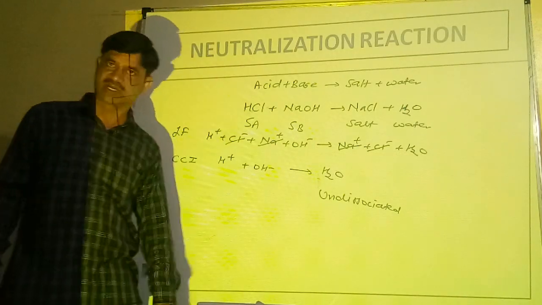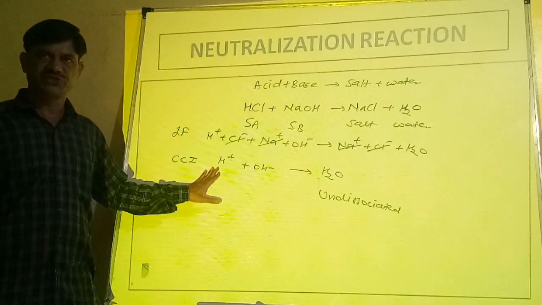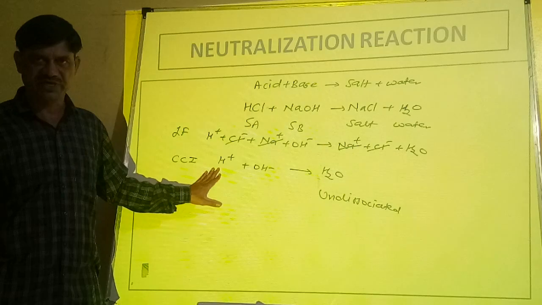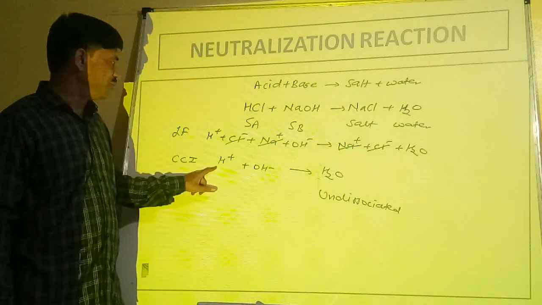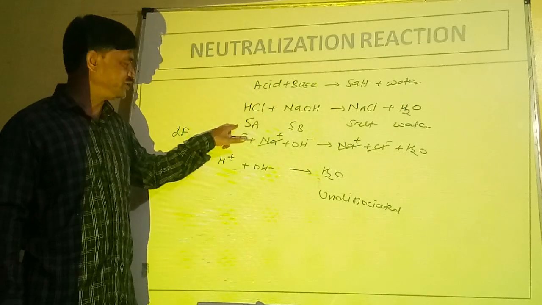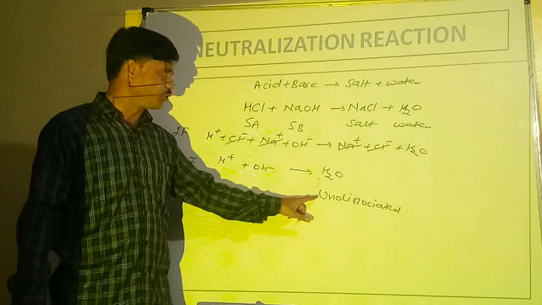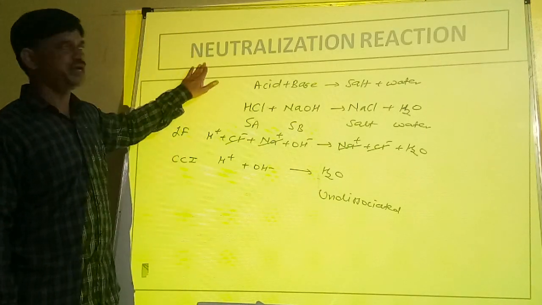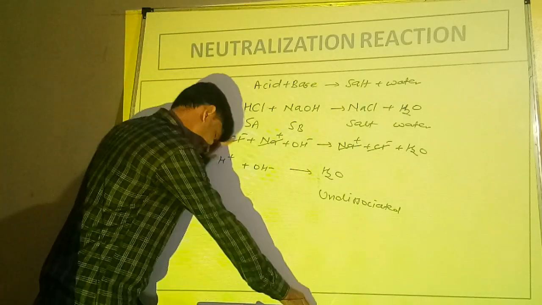Now tell me, besides the first definition, acid and base react to produce salt and water, which is nothing but neutralization, can you tell me another definition of the same neutralization from this equation? Anybody? What does this indicate? A reaction in which the H plus ion from the acid combines with the OH minus ion from the base, for which purpose? To produce an undissociated water molecule. This is nothing but which reaction? Neutralization reaction. So remember this one.